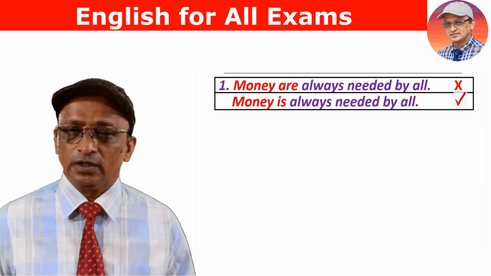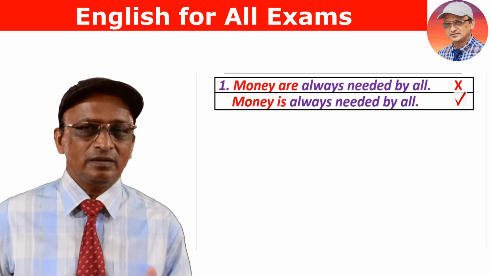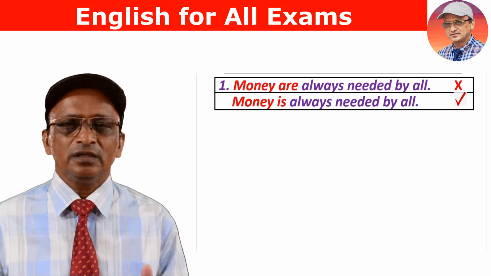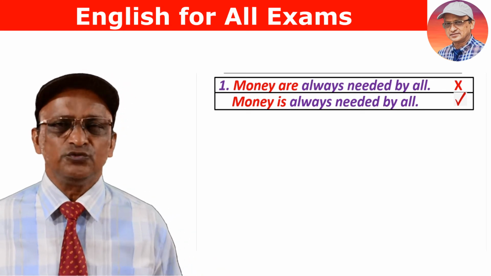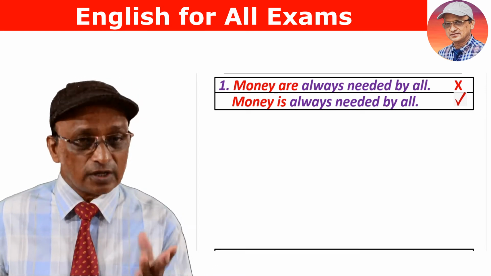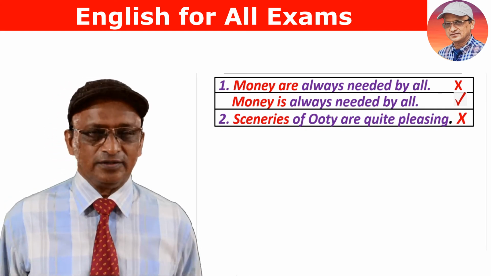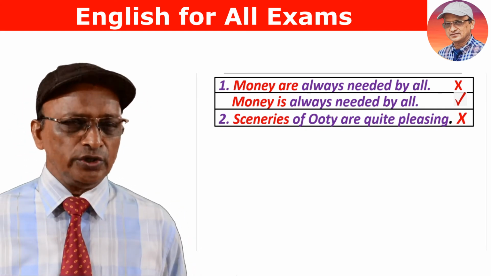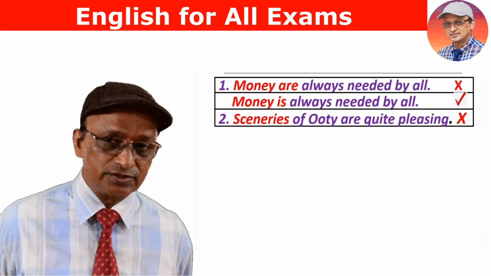That's the correct use. Yes, if someone questions why money is used like this, because this rule of grammar specifies this, my dear. Usage of nouns specifies that certain nouns like this, like money, should be used always in the singular. Another sentence. The sceneries of Uti are quite pleasing.